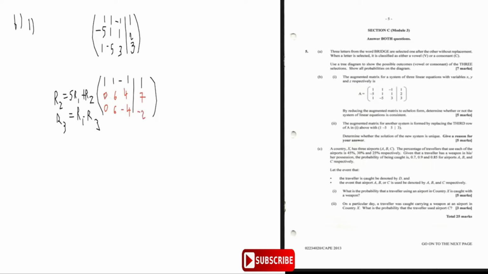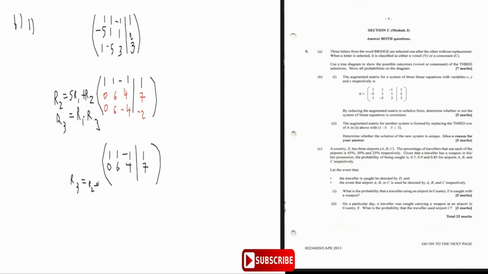Now we need to reduce this some more by using row 2 to get a 0 in row 3. So let's go ahead and do that. We're going to reduce this one more time. We keep row 1 the same, 1, 1, minus 1, 1. We keep row 2 the same now, 0, 6, 4, 7. And then row 3, we're going to let row 3 be equal to row 2 minus row 3.